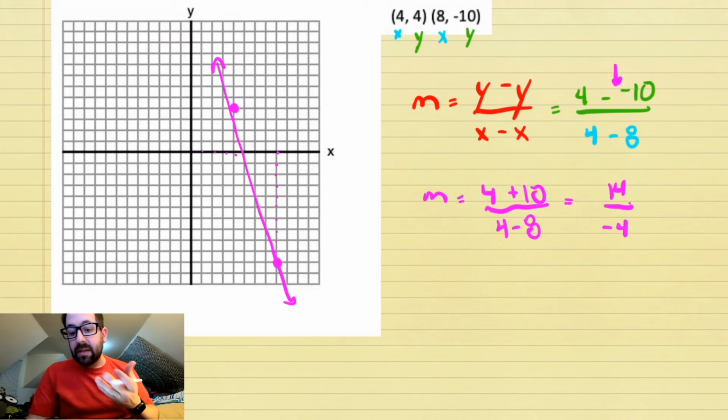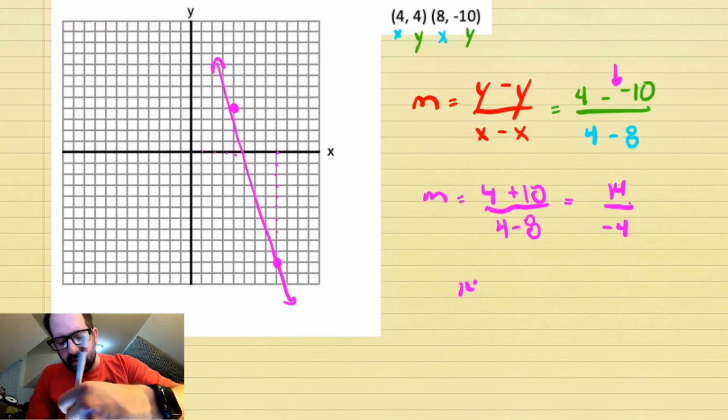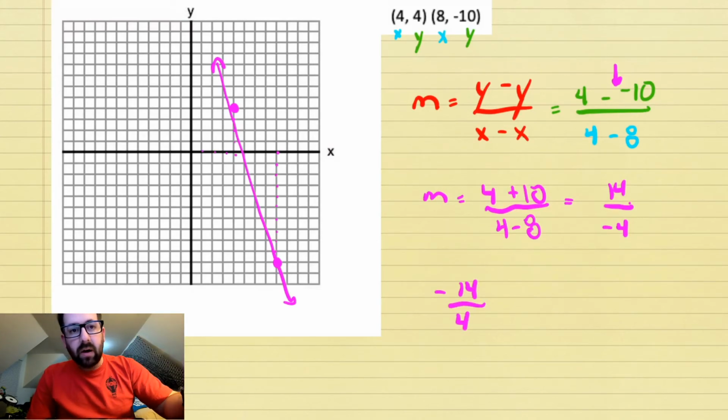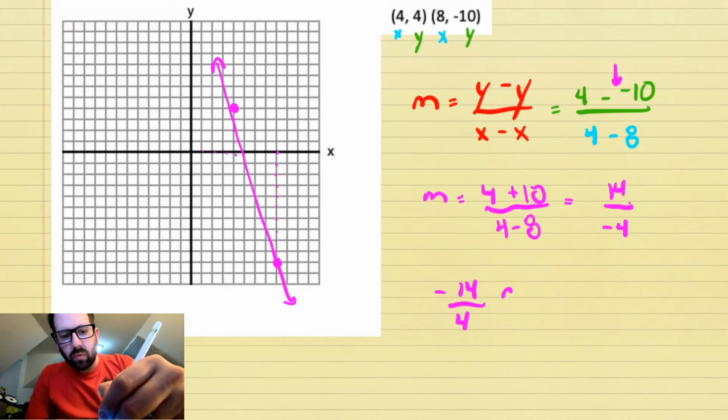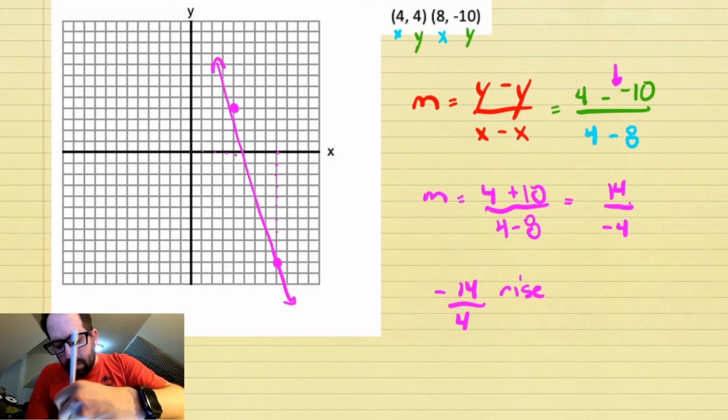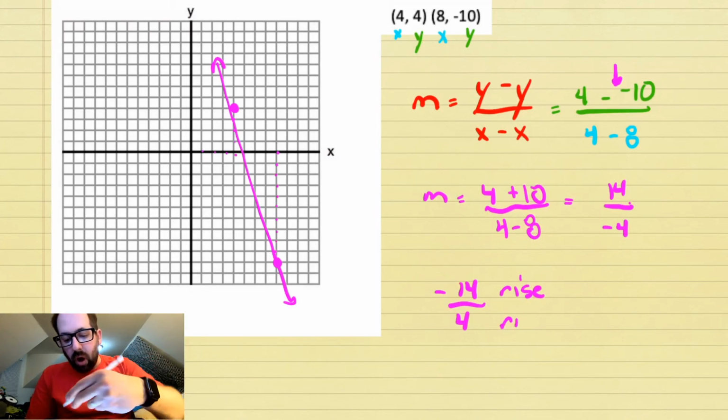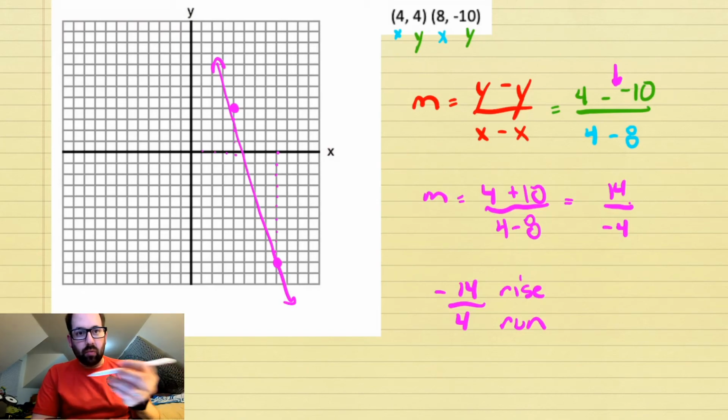And that's my answer. Now, that is a negative slope. That fraction is negative. There's one negative sign in there. It doesn't matter actually where you put the negative sign. I know that seems kind of weird, but this is still the same fraction. The negative sign could go to the top, negative 14 over 4. That tells me the rise is dropping. Ooh, I almost wrote run. So the rise is I'm dropping 14, and then I'm running 4 to the right. That's what a negative sign means. Drop and then run. It always goes to the right.